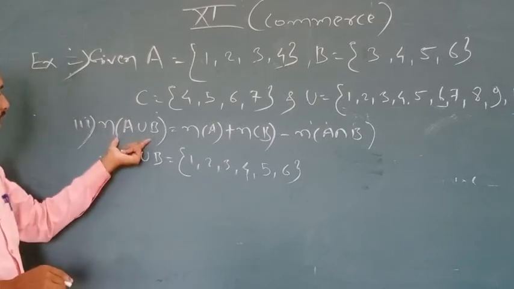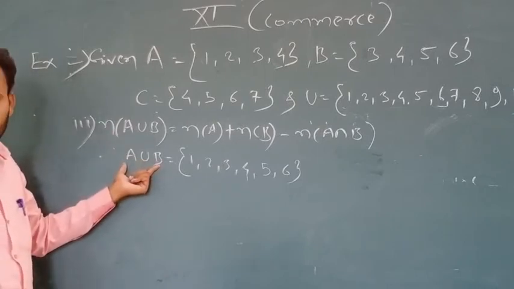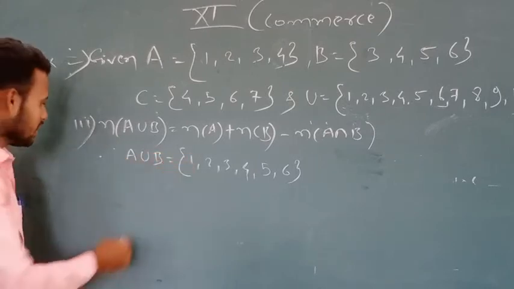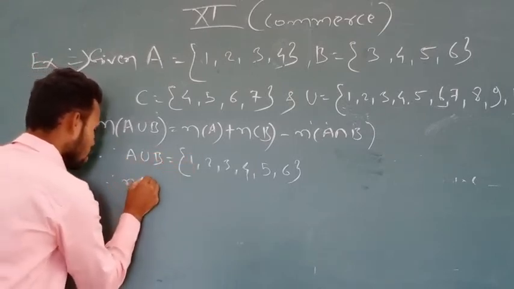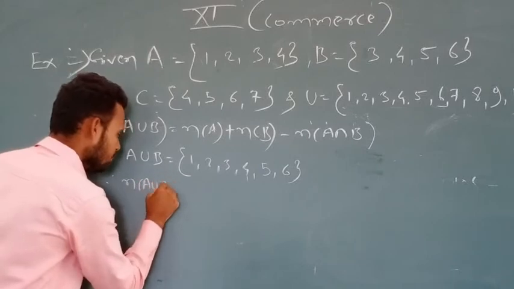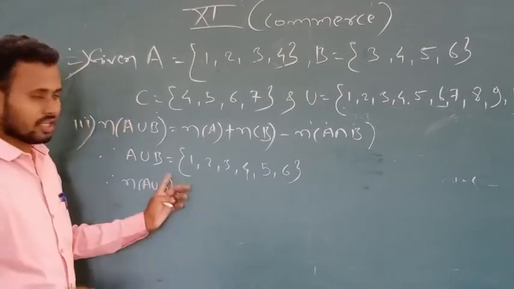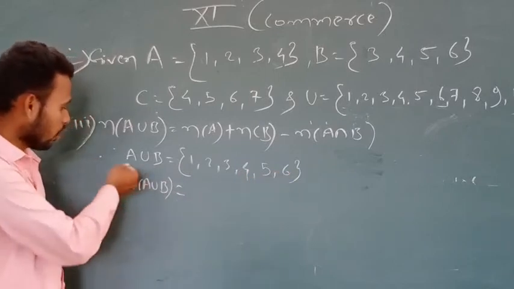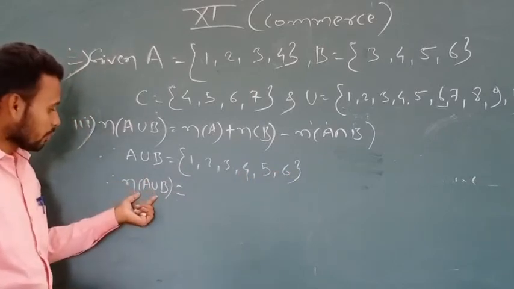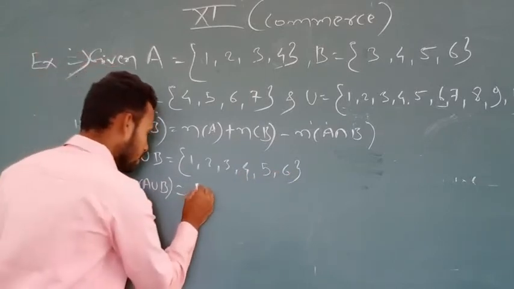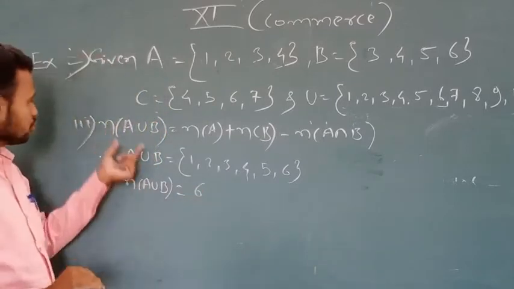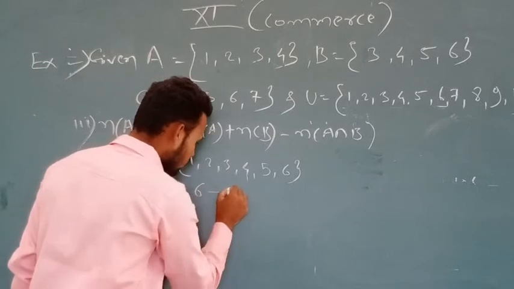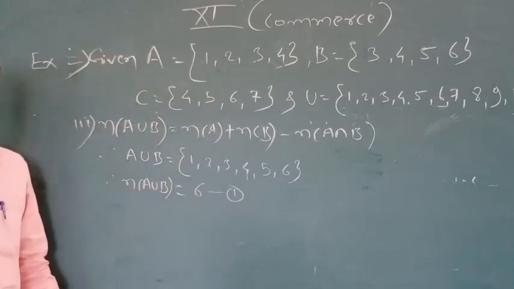Therefore we get the required cardinality of that set. N of A union B means the number of elements in that set. Therefore N of A union B is equal to the number of elements. How many elements? 1, 2, 3, 4, 5, 6. Therefore the cardinality, or number of elements, of A union B is equal to 6. We get 6, which means we get the value of the LHS. Therefore we write it as equation number 1.